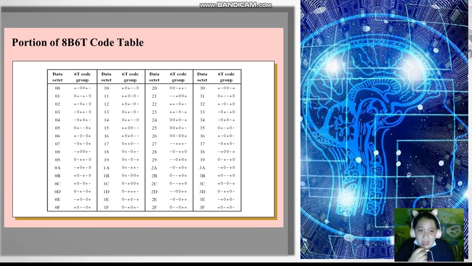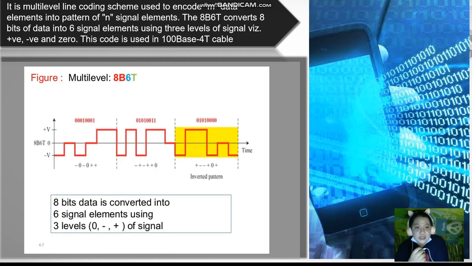So this is a portion of the 8B6T code table. As you can see here, the 6T code group and the data octet, and this is the basis if you're going to solve the 8B6T. It is a multi-level line coding scheme used to encode M data elements into a pattern of N signal elements. The 8B6T converts 8 bits of data into 6 elements using 3 levels of signal, namely positive V, negative V, and 0. This code is used in 100BASE-T4 cable.